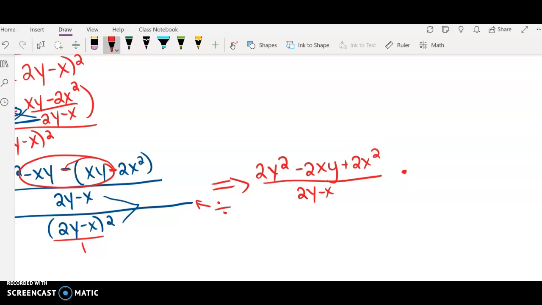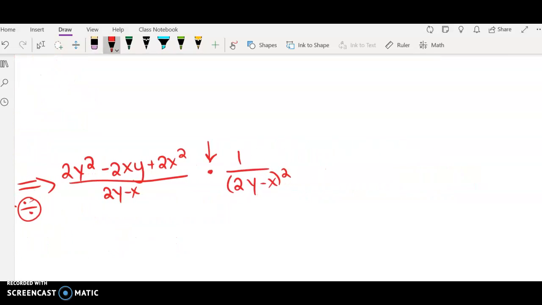And then you're going to flip that second fraction there. So that's going to be 1 over 2y minus x all squared. So again, there's a rule that you may know from high school, some teachers say keep, change, flip. So we keep the numerator the same. We change our division to multiplication, and then we flip that bottom fraction.